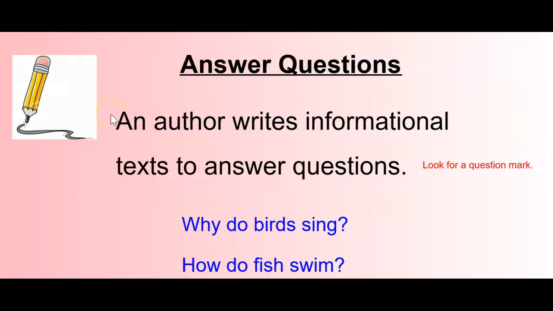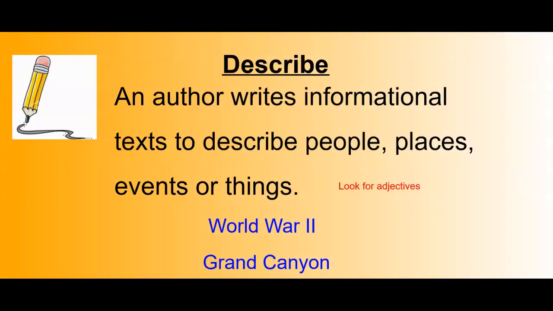Remember, an author writes a passage or a book for three main reasons. The first reason is an author writes an informational text to answer a question. Remember to look for a question mark, and then the answer comes after that. Questions might be, why do birds sing? Or how do fish swim?